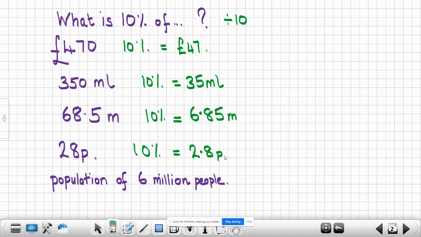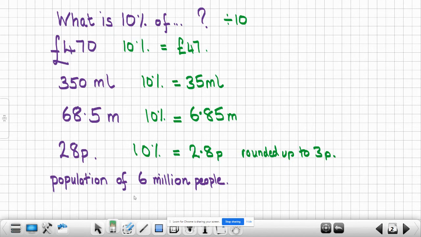And even though that doesn't exist in our money terms because we don't have 0.8 of a p, mathematically that's correct. And what's probably going to happen is it would get rounded up to 3 pence.